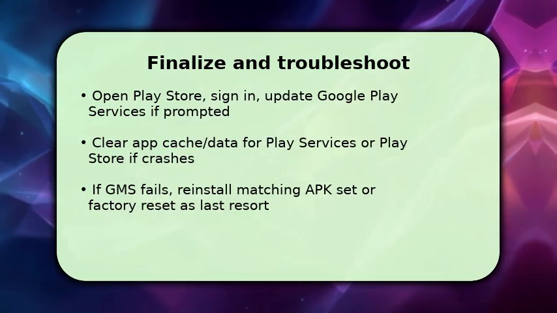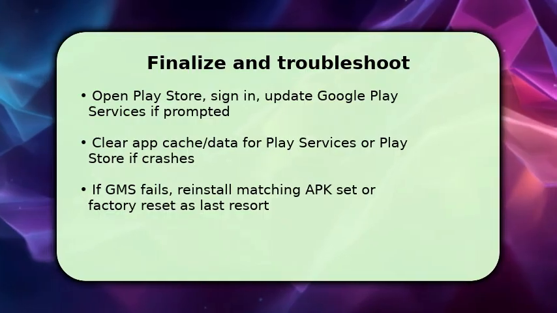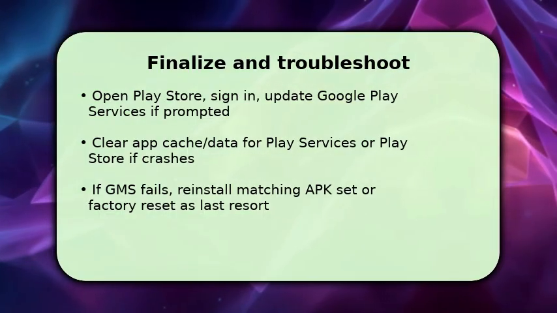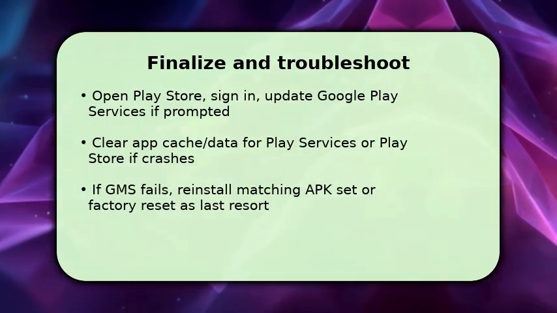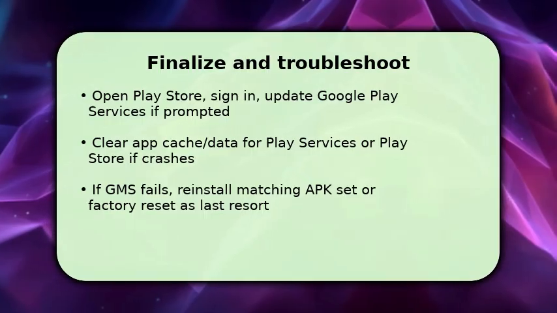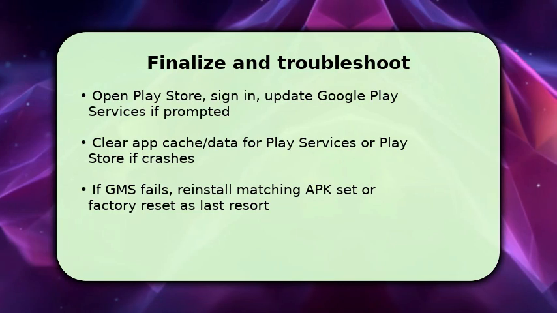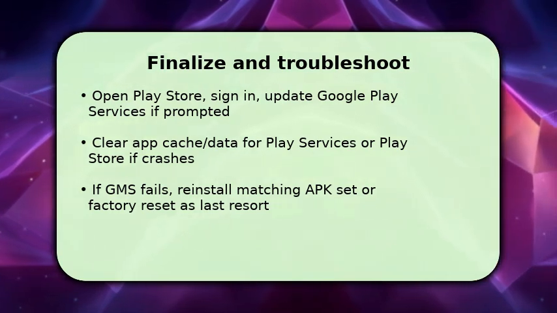If apps crash or account fails to sync, clear cache and data for Play Services and Play Store, then reboot and try again. Make sure background data and auto start are enabled for those apps. If problems persist, reinstall the exact matching APK set you used originally. As a final step, a factory reset can resolve deep conflicts, but only after you've backed up everything.